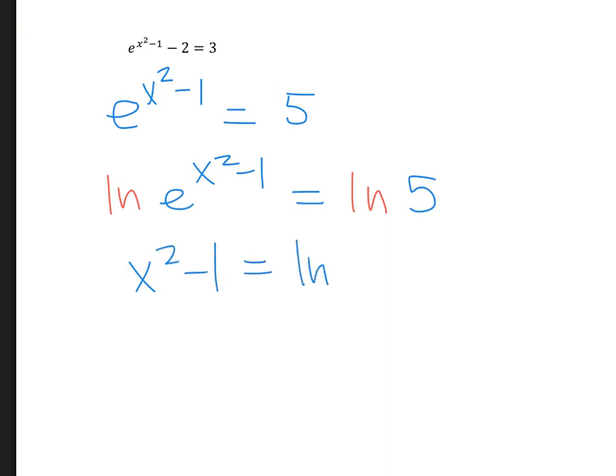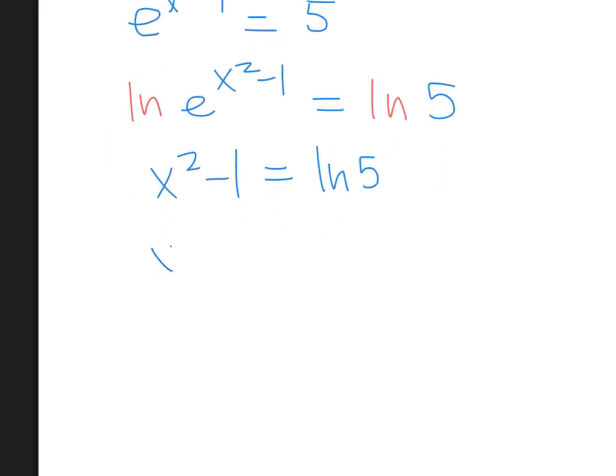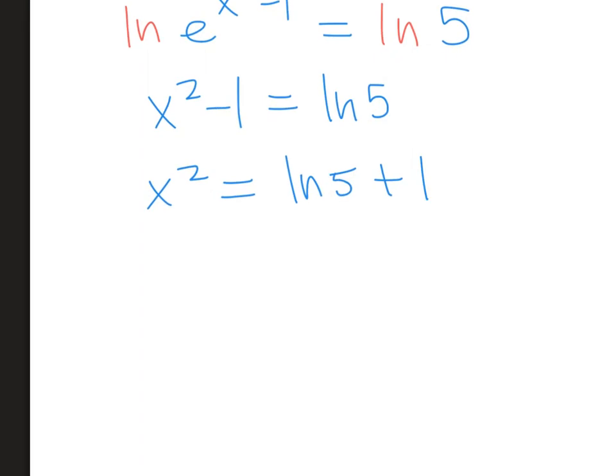equals natural log 5. So now we solve for x, add 1 to both sides. X squared equals natural log 5 plus 1. Take the square root of both sides. So we get x equals plus or minus square root natural log 5 plus 1.